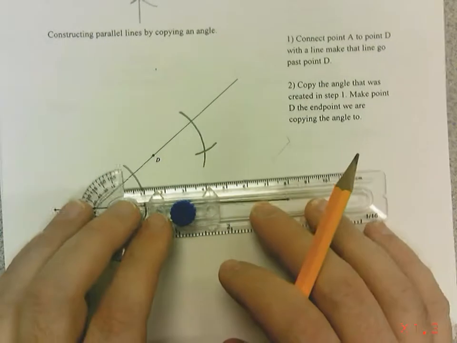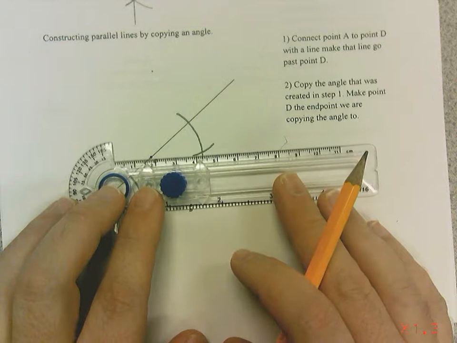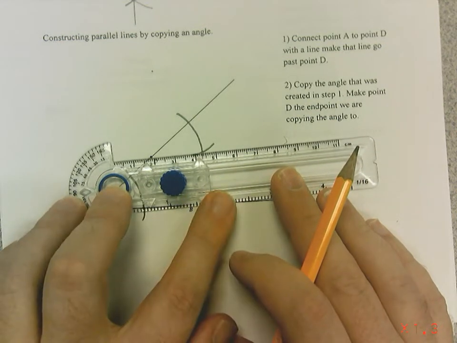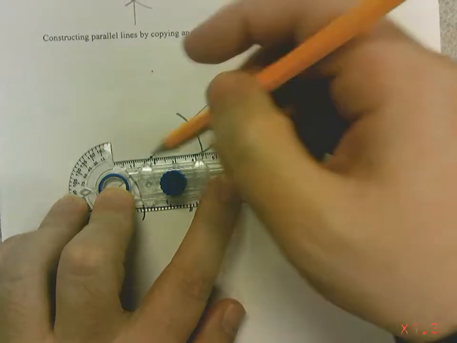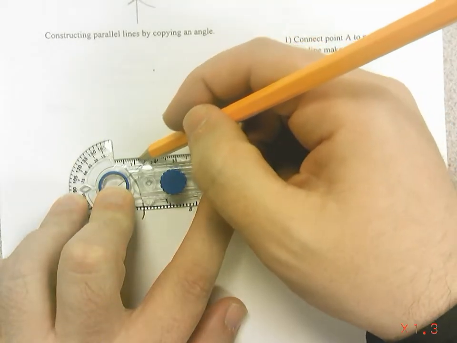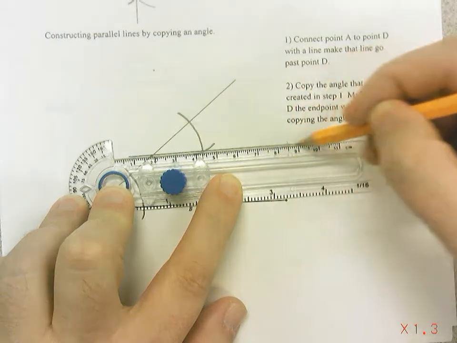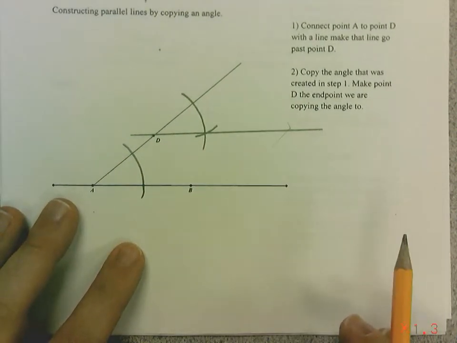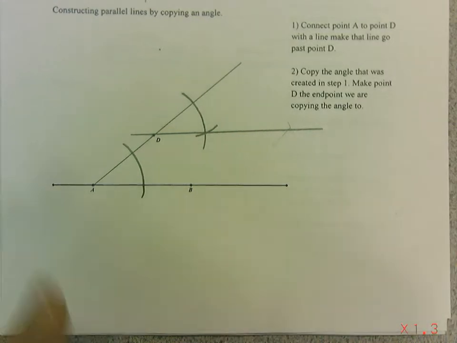So, to finish copying the angle, you line up that X with the point, so point D, and you just draw a line connecting those two. And if you do that right, the line you draw in should be parallel to the original line.